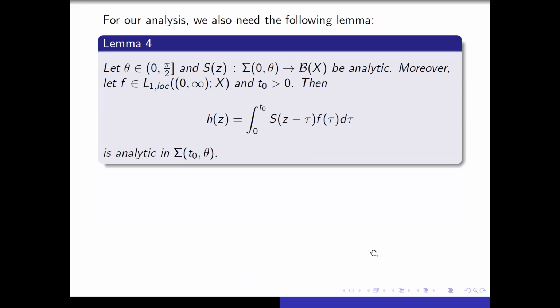Now, what we need also, this is related to that method that I described before, that we have the integral from 0 to z0, and if t is greater than t0, then this is analytic. This can also be shown: if S is analytic in this sector, and F is L1 loc, and T is some positive number, then this integral is analytic in this sector, for real part Z greater than T0 here.